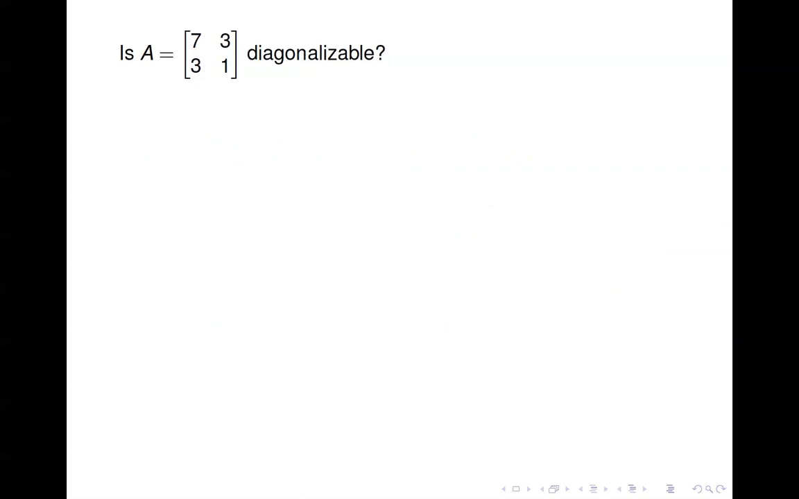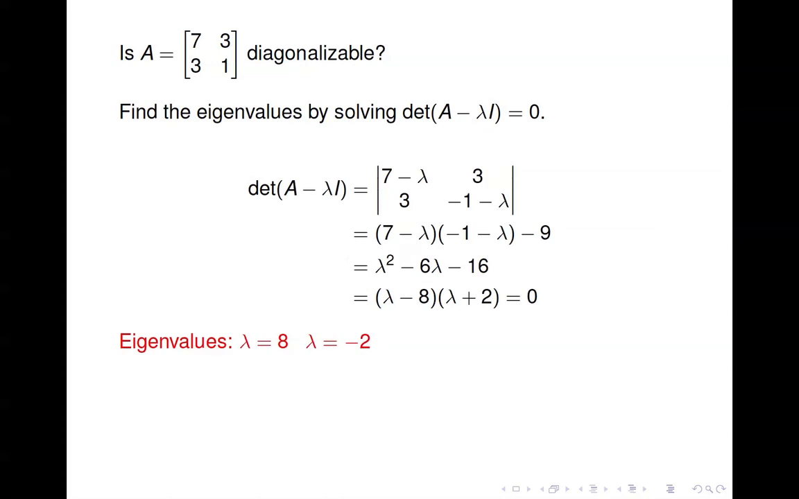So let's look at an example. Here's the matrix A. You can recognize this matrix. We looked at it in the video on the intro to eigenvalues and eigenvectors. So is it diagonalizable? Well, let's find the eigenvalues. We take the determinant of A minus lambda I, and we end up with lambda minus 8 times lambda plus 2 as our characteristic polynomial. We set that equal to 0, and so our eigenvalues are lambda equals 8 and lambda equals negative 2.